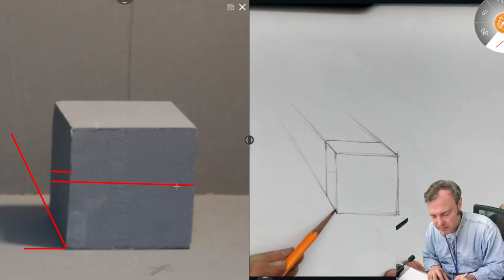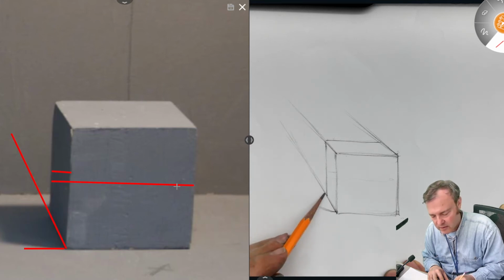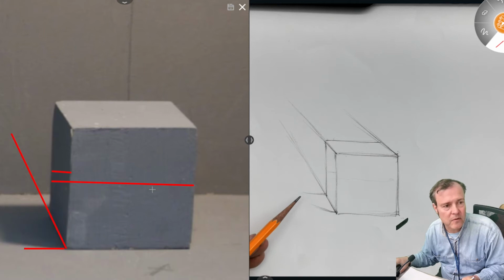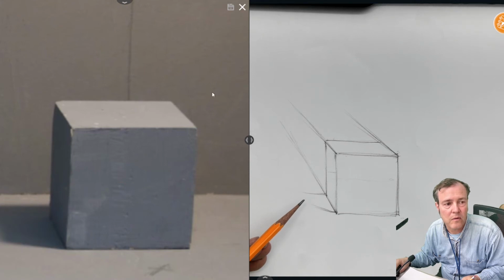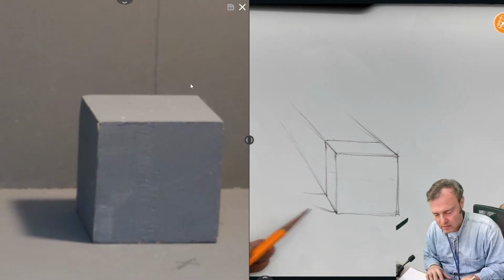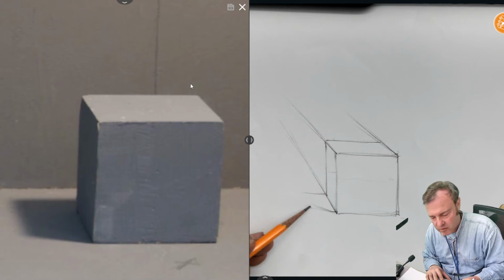The shadow map is very simple. This goes up a little bit, and this goes about straight back, and this actually forms another orthogonal, this edge of this shadow.